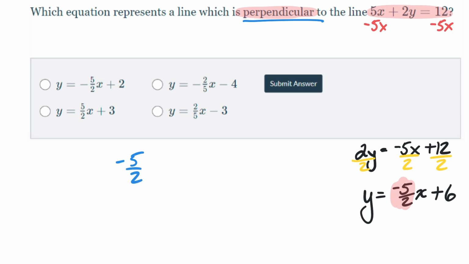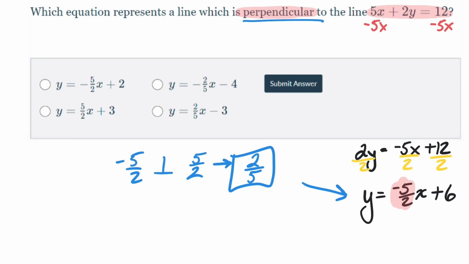If it were parallel, we would just take that. But perpendicular lines have opposite reciprocal slopes. Well, the opposite of negative 5/2 is positive 5/2. And then the reciprocal is the flipping of the fraction 5/2. So when we flip 5/2, we have 2/5. So any line that has 2/5 as a slope is perpendicular to this.